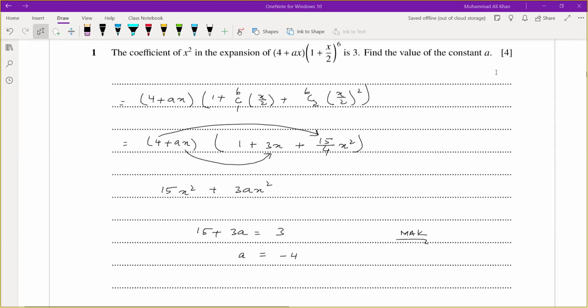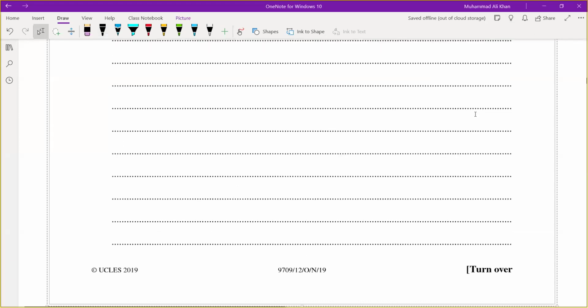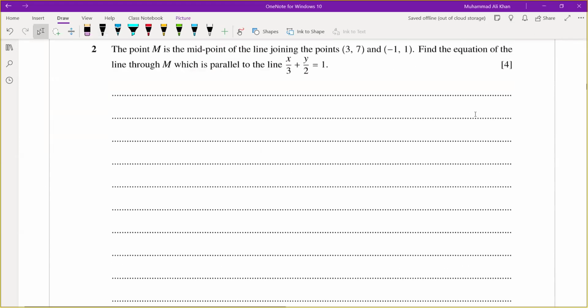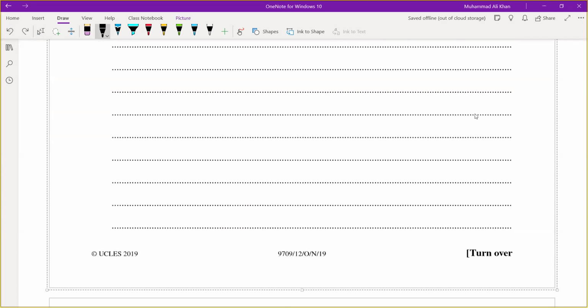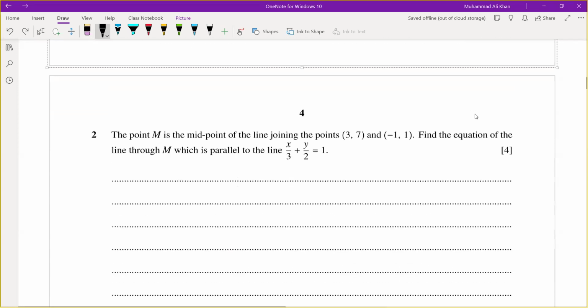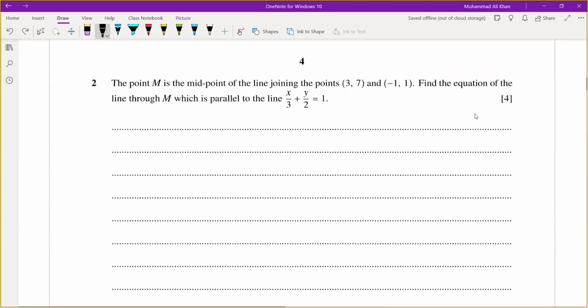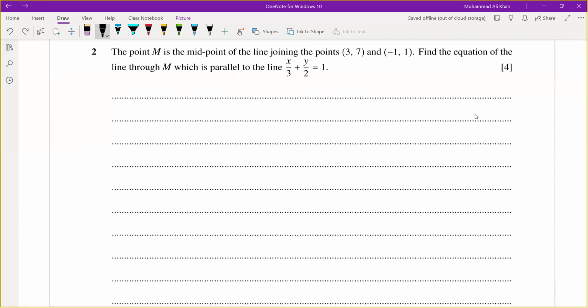Now, after that, question number 2. What we have in question number 2? Question number 2 is a question of coordinate geometry. The point M is the midpoint of the line joining the points 3, 7 and minus 1, 1. Find the equation of the line through M which is parallel to the given line.